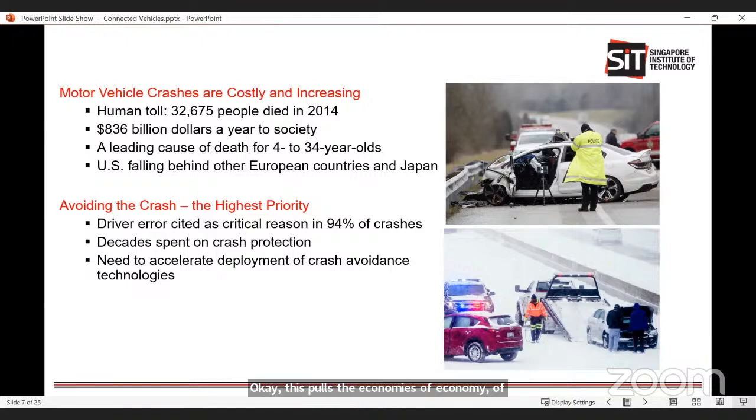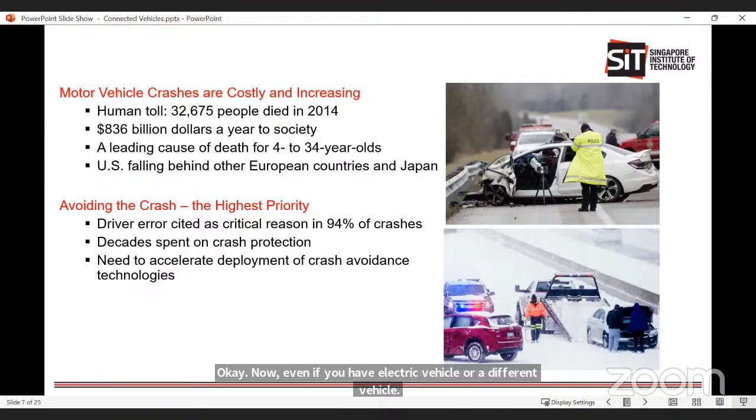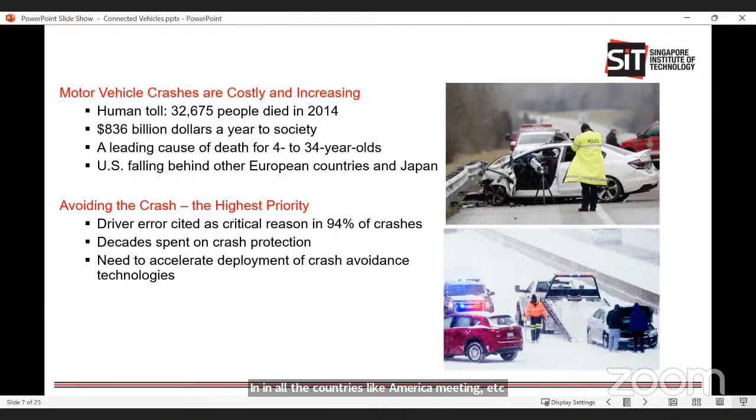Always, safety is the first priority, no matter what kind of vehicle you are driving. We have to try to avoid the crash. Even if you have an electric vehicle or a gasoline vehicle, in cold countries like America, Britain, etc., there are sometimes crashes or accidents due to slippery roads that you cannot avoid, no matter what kind of vehicle you are driving.